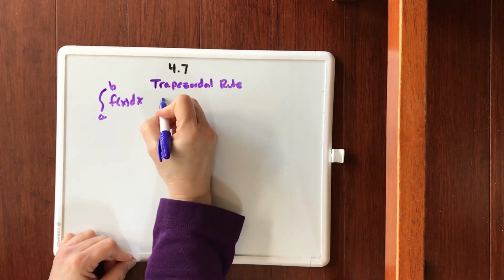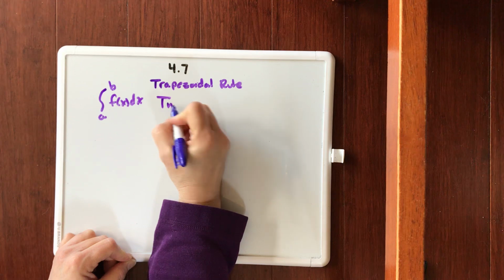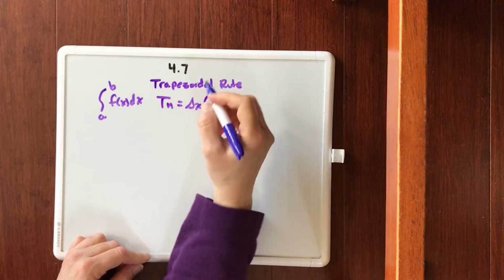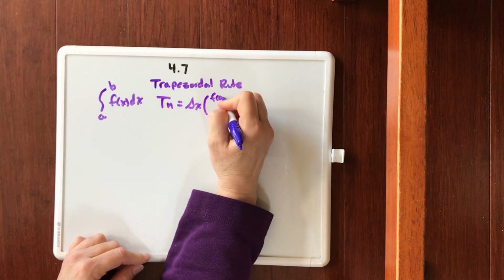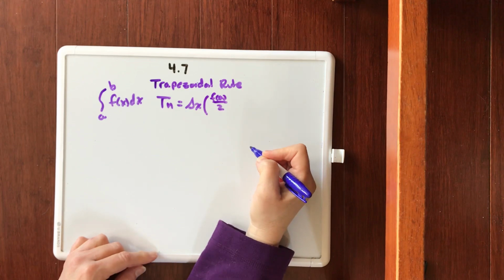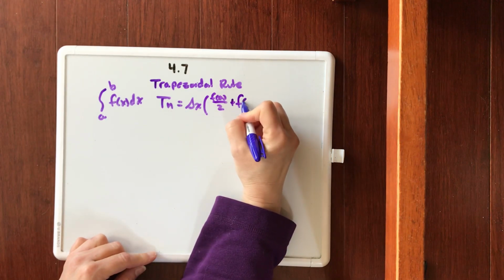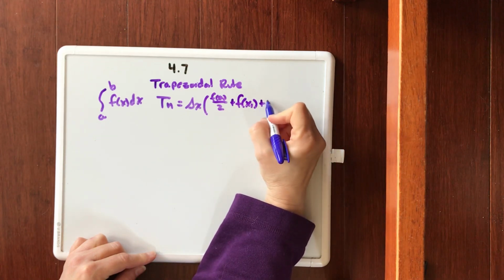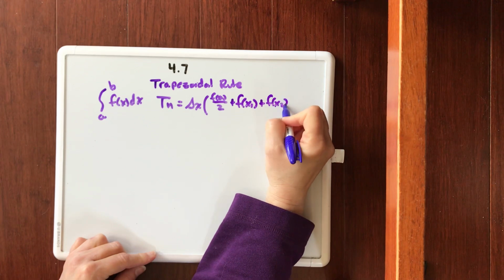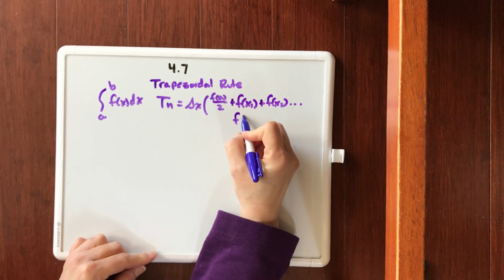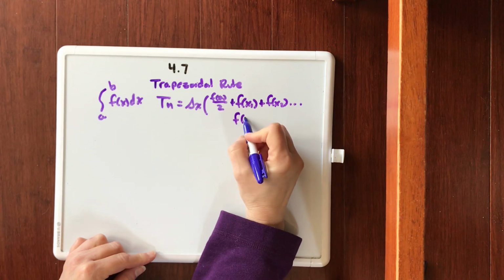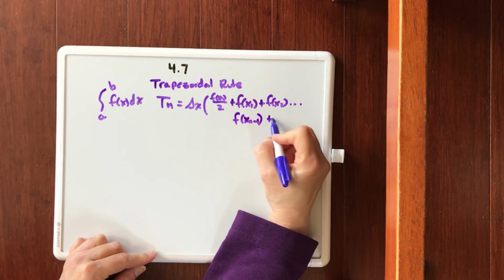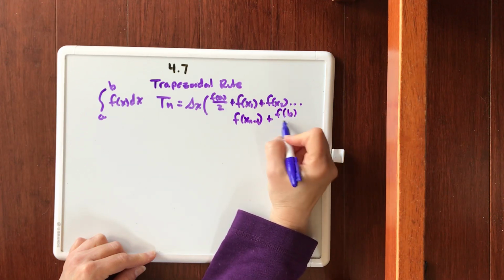Okay, and here's the formula. I'm just going to give it right to you. T sub n equals delta x. Okay, this is a little bit different than you're used to. We're going to do f of a divided by 2. Then we're going to add that to f of x sub 1, which is our first subdivision. Plus f of x sub 2, dot, dot, dot, until we get towards the end. I'm going to call it f of x sub n minus 1. We're getting towards the last one. And the very last one, we do f of b over 2.